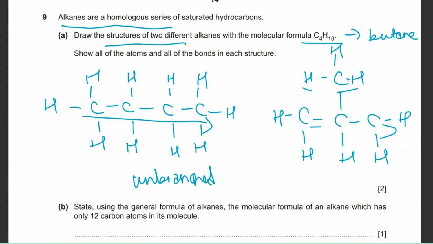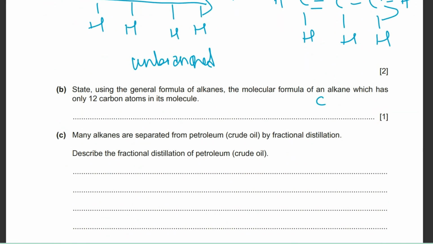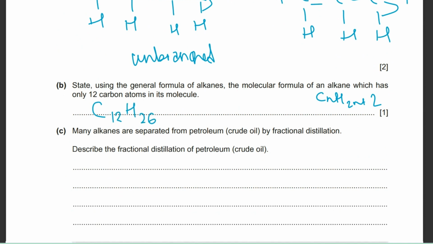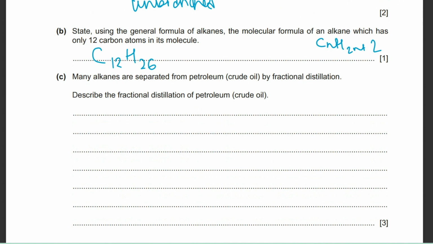So this is branched. We cannot pass through the whole compound in a straight line. Next, we have the general formula of alkanes, which is CnH2n+2. We have 12 carbon atoms. The molecular formula will be C12H26.